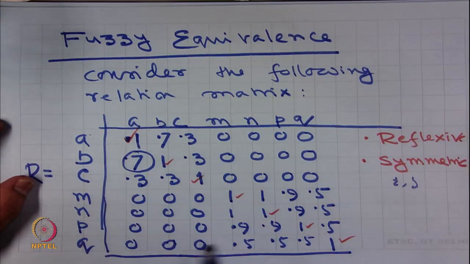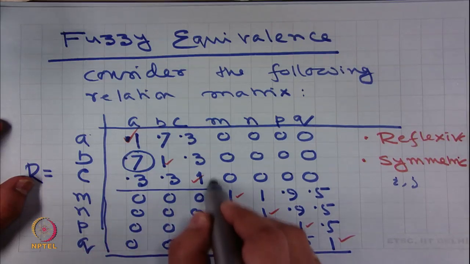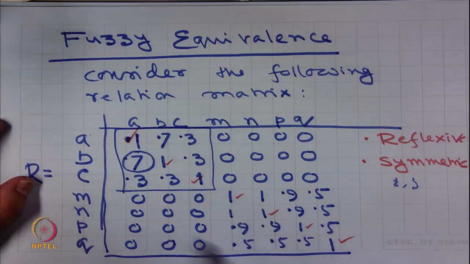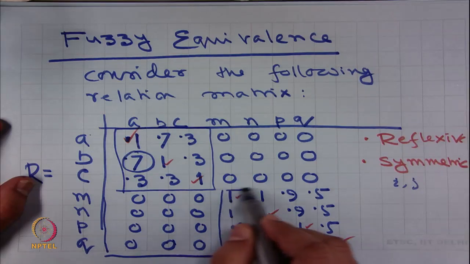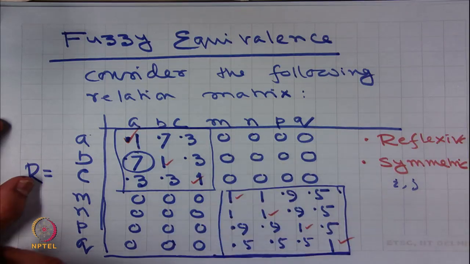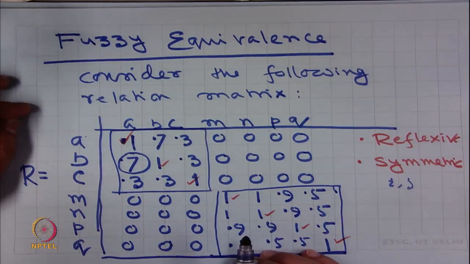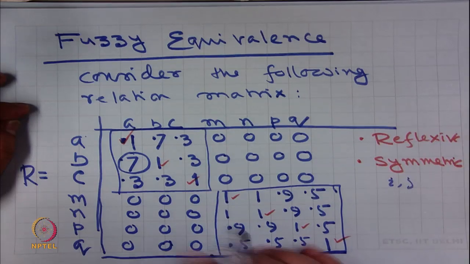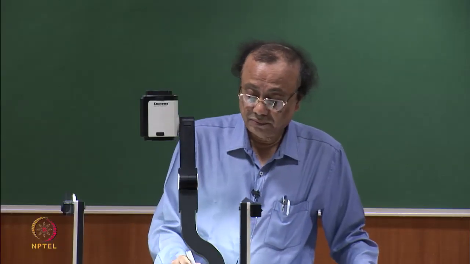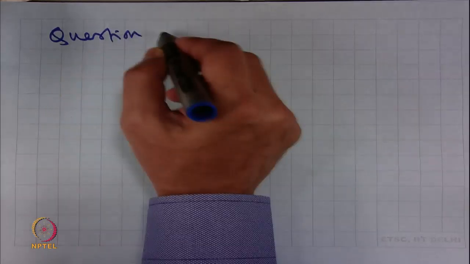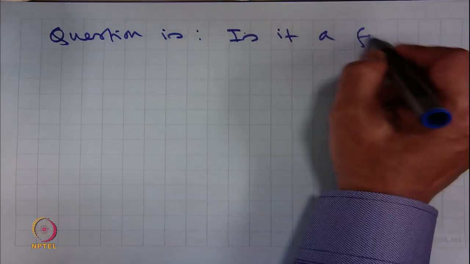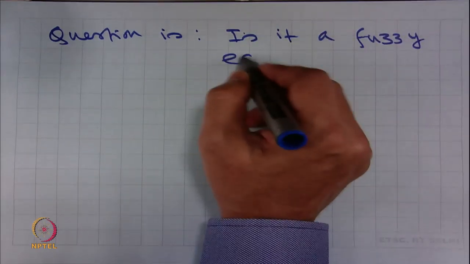Also, if we look at the matrix very carefully, you can see that the first 3 elements are related with each other and the last 4 elements are related with each other. These have been kept 0. Therefore, there is a clear distinction between the elements which are related with each other. Therefore, the question: is it a fuzzy equivalence relation?